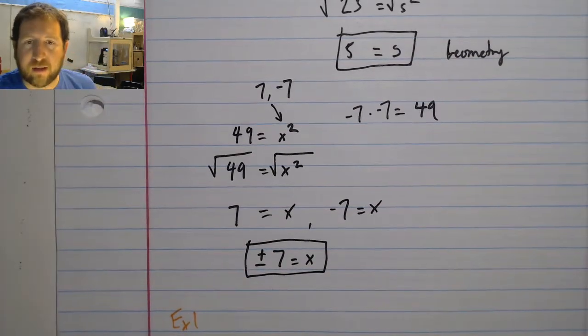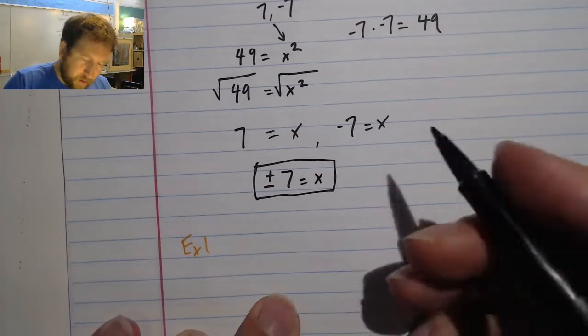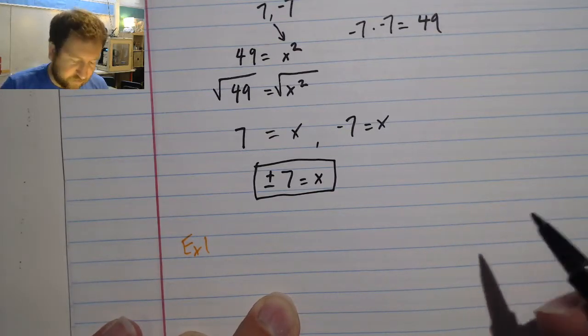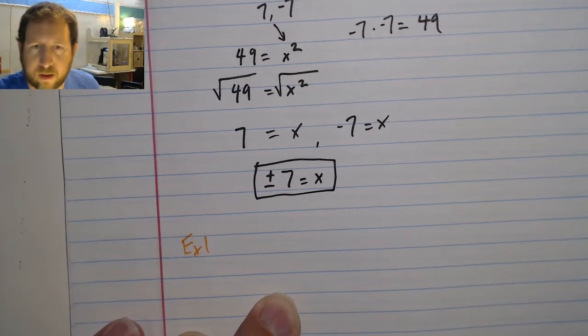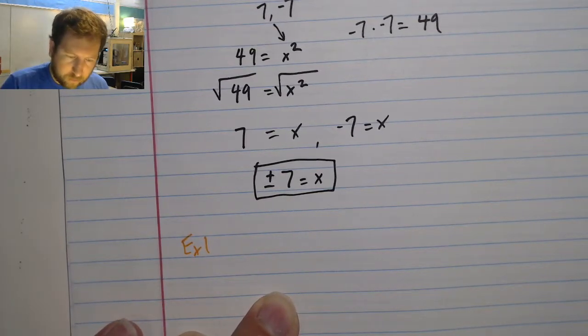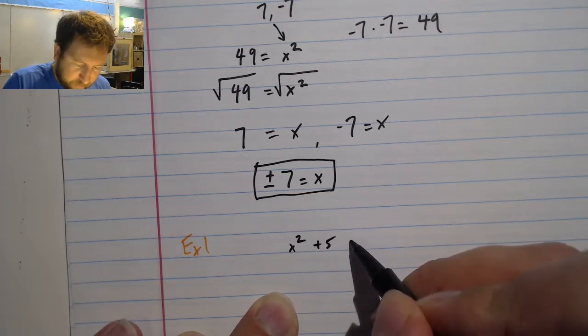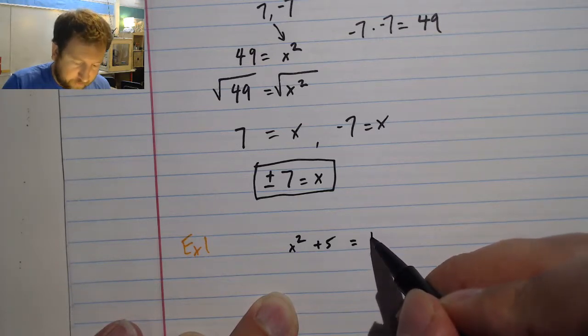Okay, in this case, let me find one that I like real quick. Okay, x squared plus 5 equals 14.